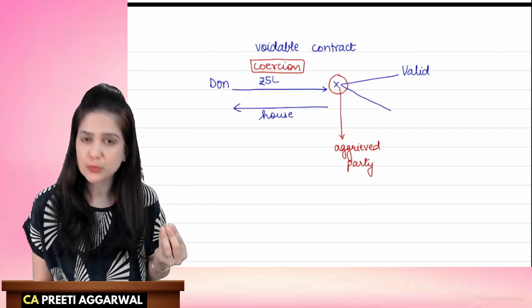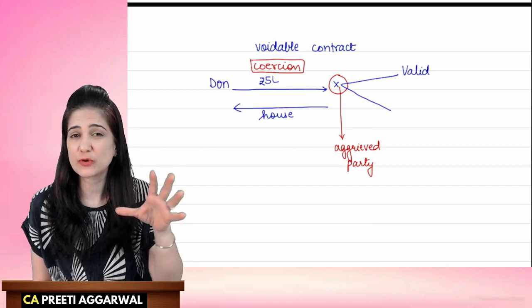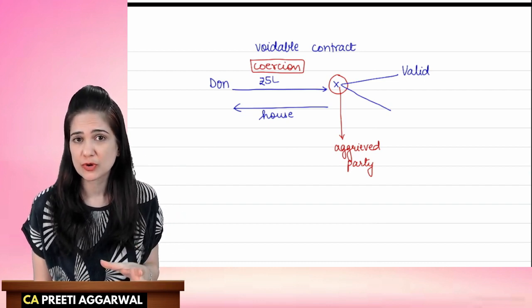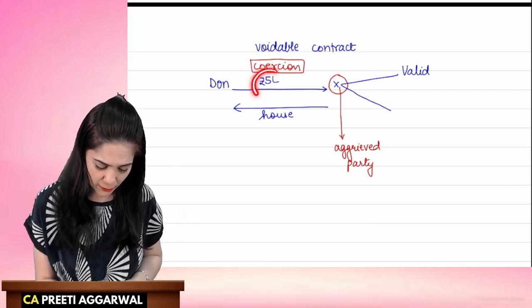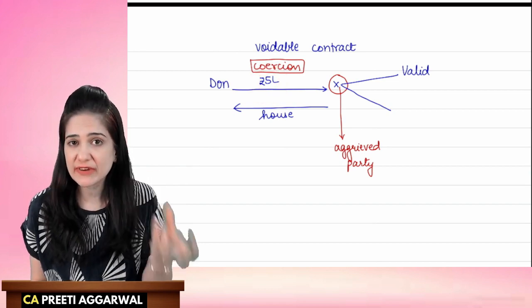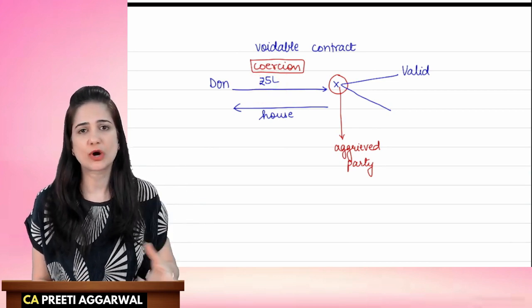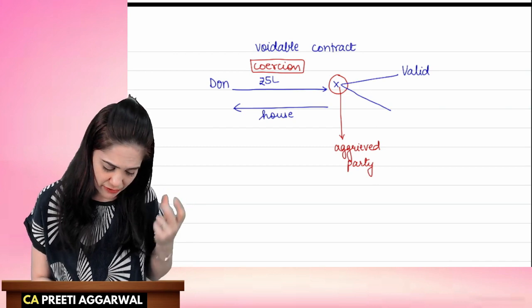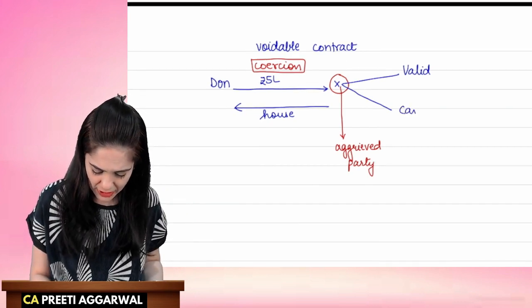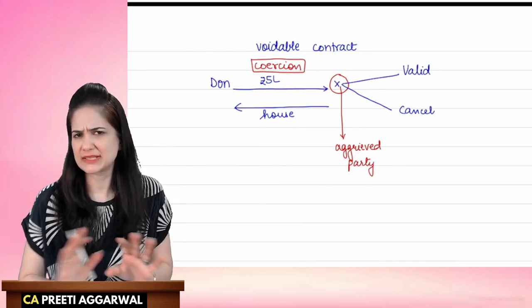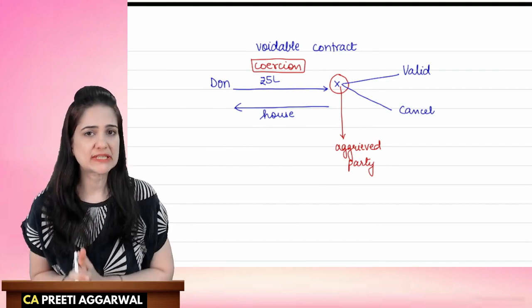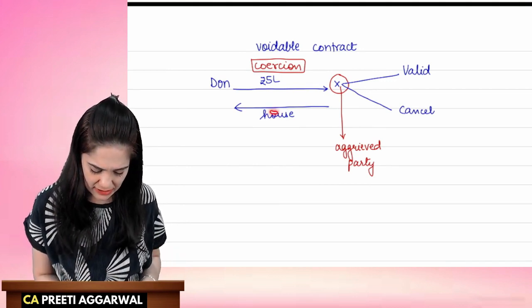See, the house was worth 5 crore rupees, but he's selling only for 5 lakh rupees and he was forced to do so. He can use this inadequate consideration as a piece of evidence to show that the consent was not free consent. So he will go to the court, he will get the contract cancelled. Now, if the contract is cancelled, he will get back his house.